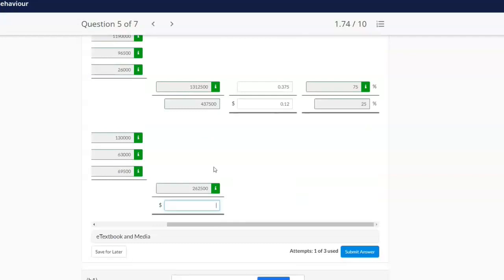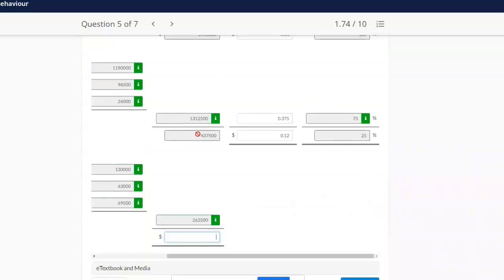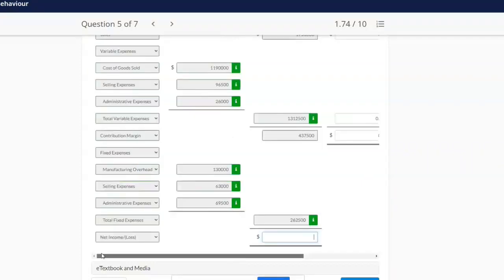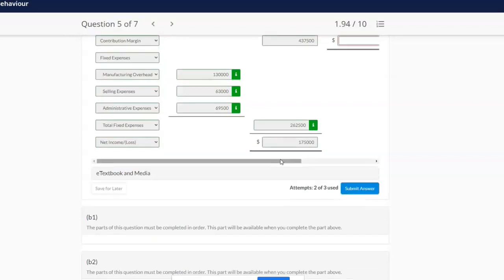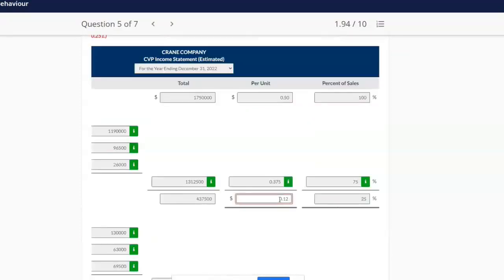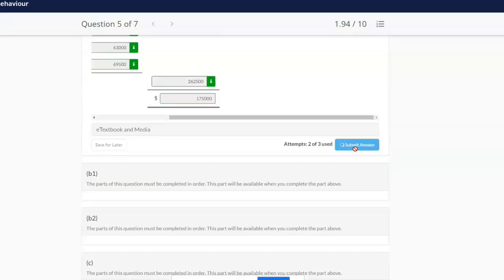Now let's see. We subtract the contribution margin from the total fixed. 437,500 minus 262,500, 175. Okay. What's wrong with this one? I think it should be a 3 decimal place, 0.125. Okay.